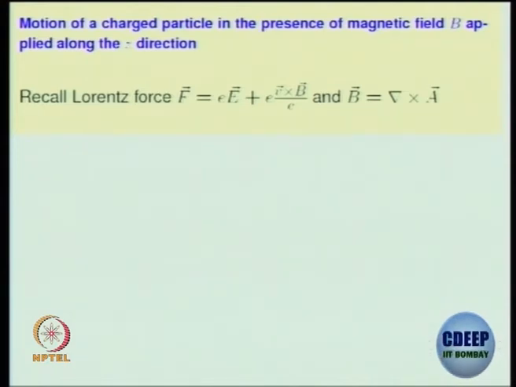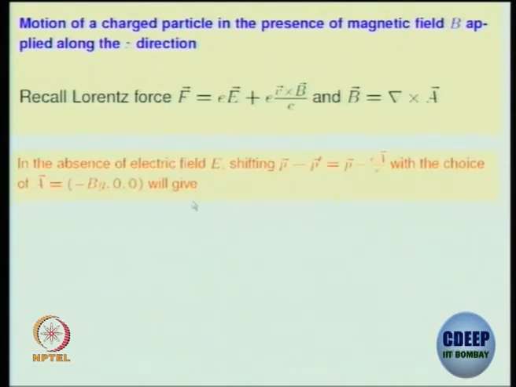So, classical mechanics and looking at the Lorentz force, I am assuming you all know. Suppose you want to look at a charged particle in the presence of a magnetic field along the z direction. This is the most general Lorentz force, which includes the electric field and the magnetic field, but I can try to look at what the force is when you apply a magnetic field along the z direction, and B can be written as the curl of a vector potential.